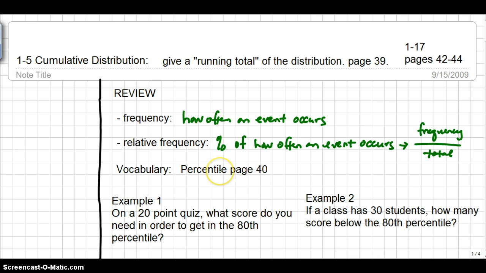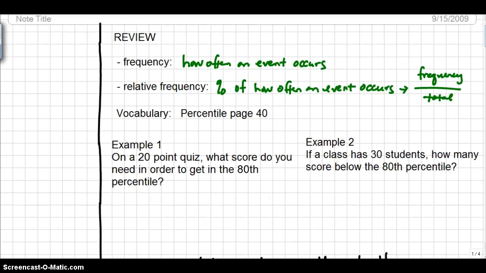One of the new items that is in the reading is the word percentile, and the official definition is on page 40. Basically, to illustrate a percentile, I want to look at two quick examples. One of the ways you can use your percentile is in relation to your score. On a 20-point quiz, what score would you need if you wanted to be in the 80th percentile? So what that does is it compares you on a 1 to 100 scale if you want to be the 80th person in that list. So what score would you need to beat out 80 other people in a room of 100?